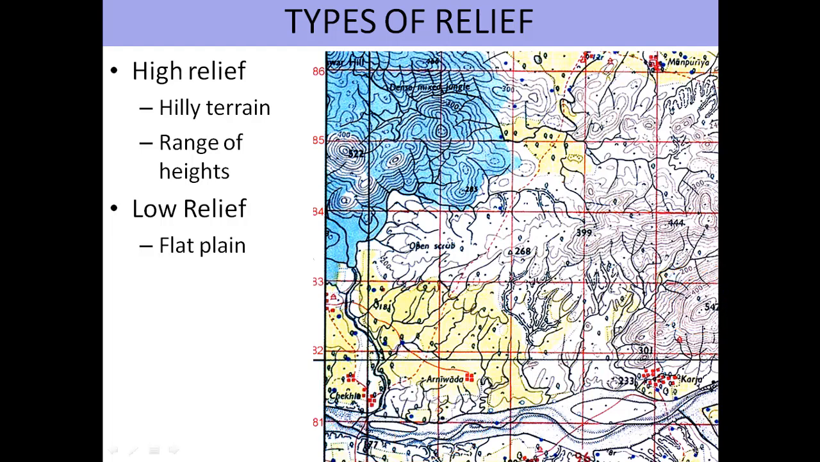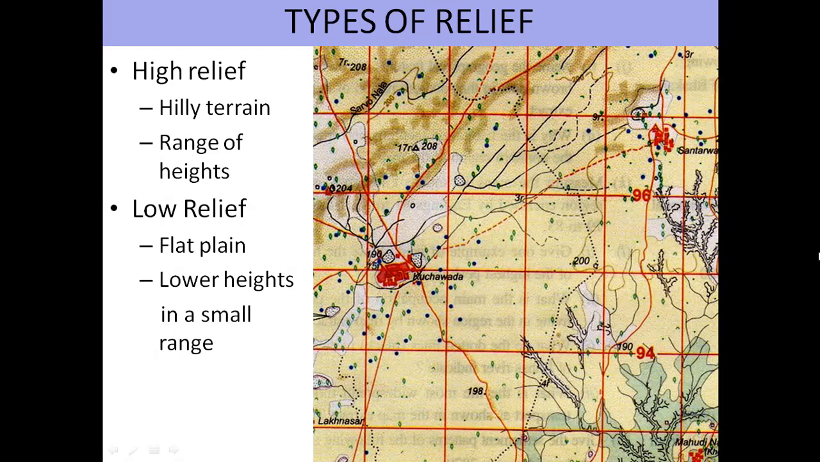Now we'll see low relief. It is a relatively flat plain, heights are lower and the range is also low. As you can see in the map extract, this area is a relatively plain area. The highest point recorded here is 208 meters from mean sea level, and the lowest point recorded here is 190 meters. If we calculate the difference between these two, it comes to approximately 18 meters. In this manner, we can say that here the relief is low and relatively plain, and the range is also very less.